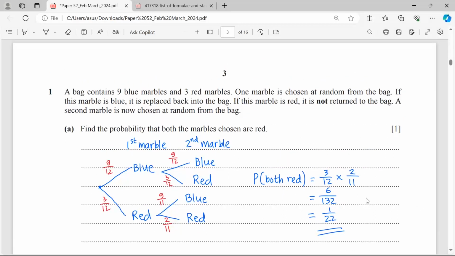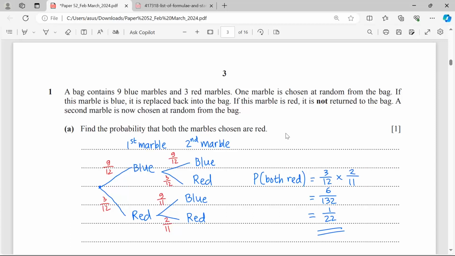For question number 1, a bag contains 9 blue marbles and 3 red marbles. One marble is chosen at random from the bag. If this marble is blue, it is replaced back into the bag. If this marble is red, it is not returned to the bag. A second marble is now chosen at random from the bag. For part A, the question is: find the probability that both the marbles chosen are red.